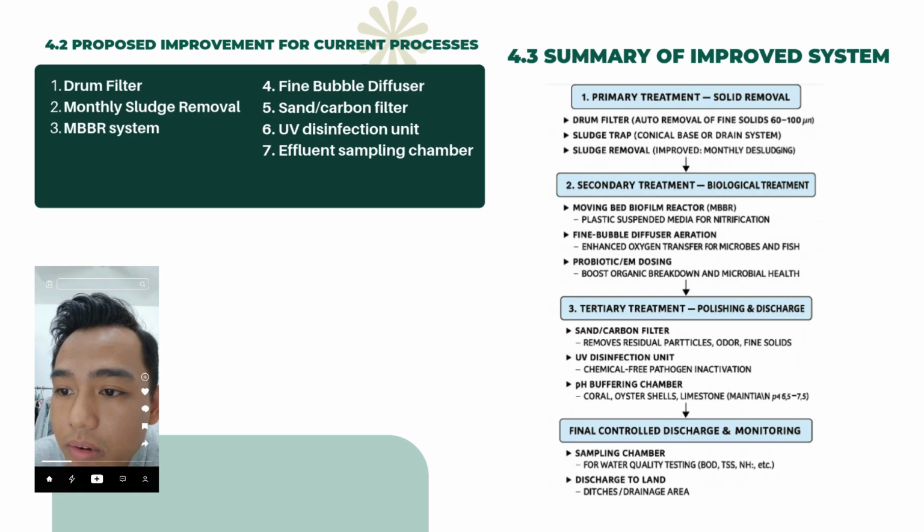Next is using a UV disinfection unit. It is chemical free. And for the pH buffering chamber, using coral, oyster shell, and limestone to maintain a safe pH. And for the final control discharge and monitoring, we implement a sampling chamber for water quality testing. And then lastly, the water is discharged to a land drainage area. That's it.